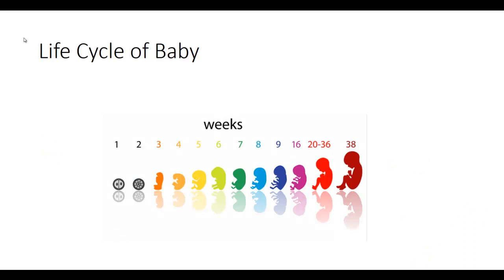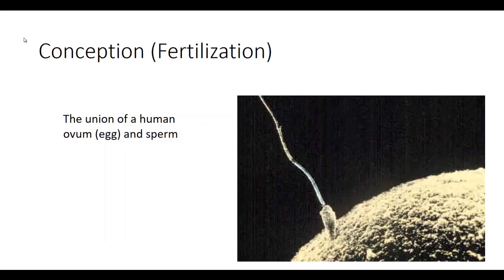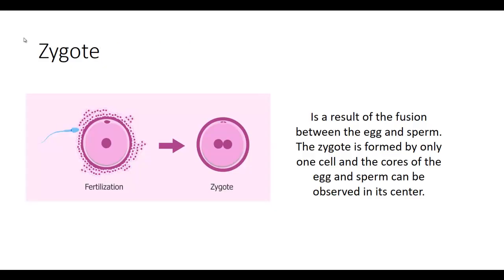All right, so we're going to talk about the life cycle of a baby. This is conception to birth. Some key terms here: conception, fertilization. This occurs with the union of sperm to the ovum, commonly referred to as the egg. This begins the process of life development. Zygote is the result of fusion between the sperm and the egg.